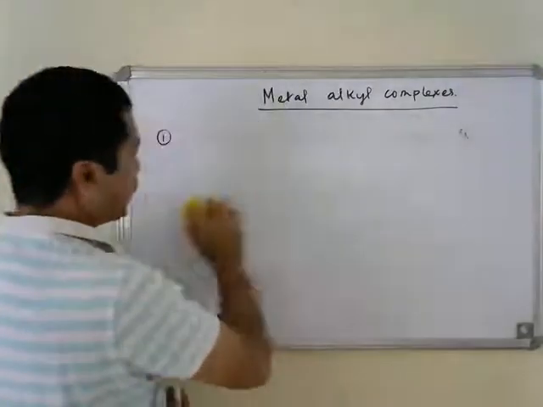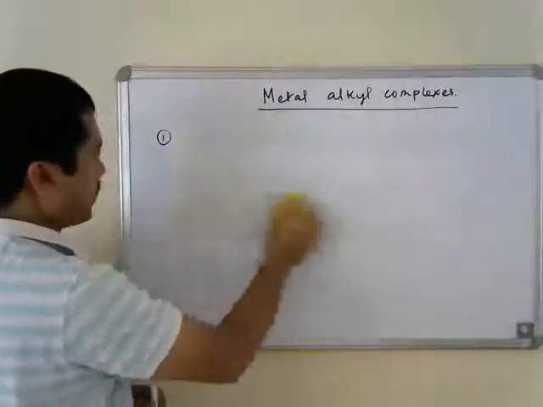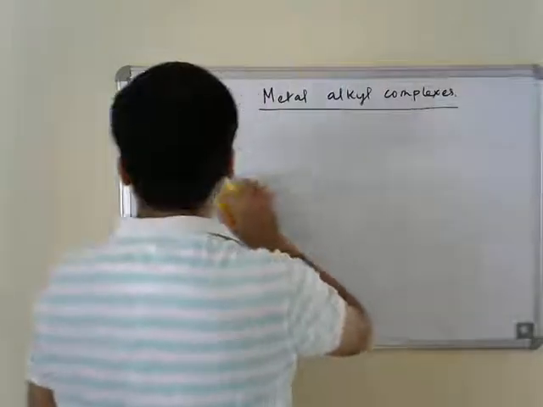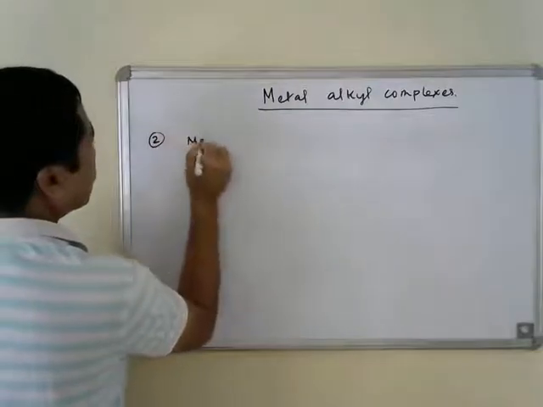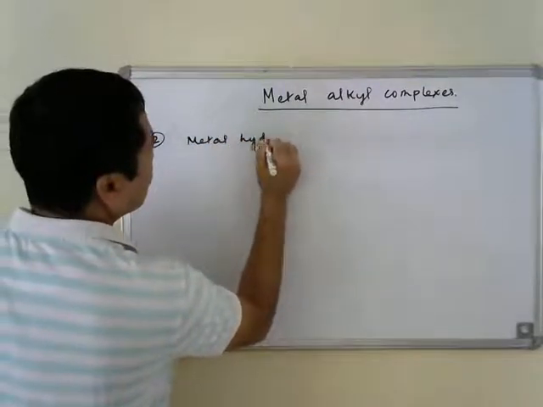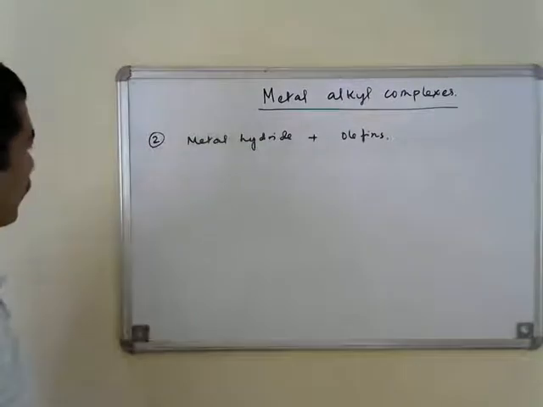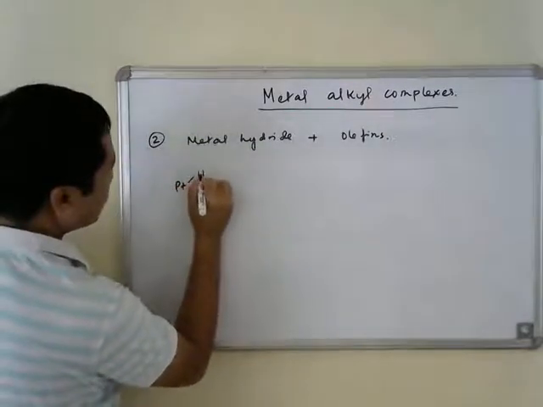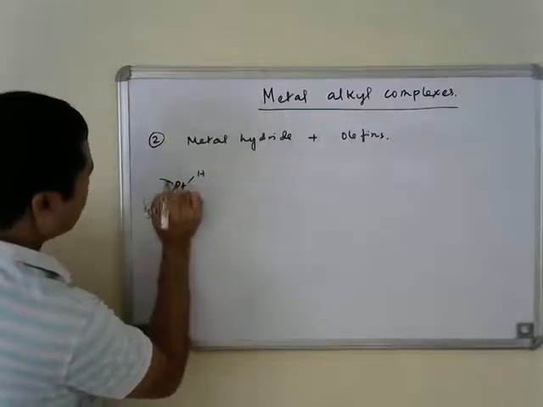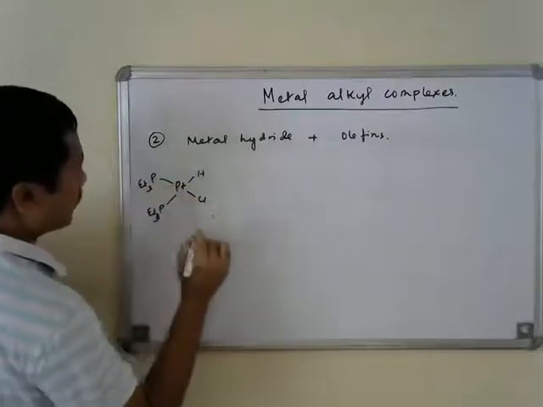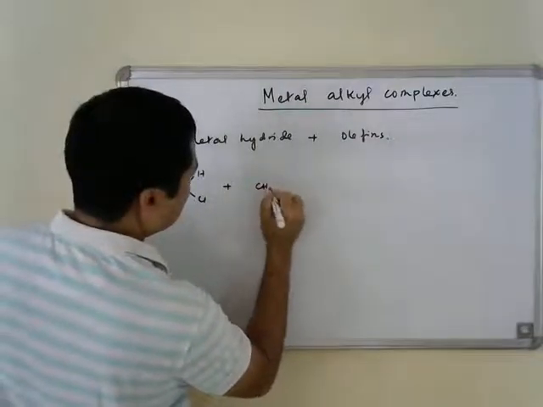So the second method of preparation of metal alkyls involves essentially reaction of metal hydrides with olefins. So we can take metal hydrides and then do reaction with olefins. So you can take this platinum complex and then do reaction with ethene.